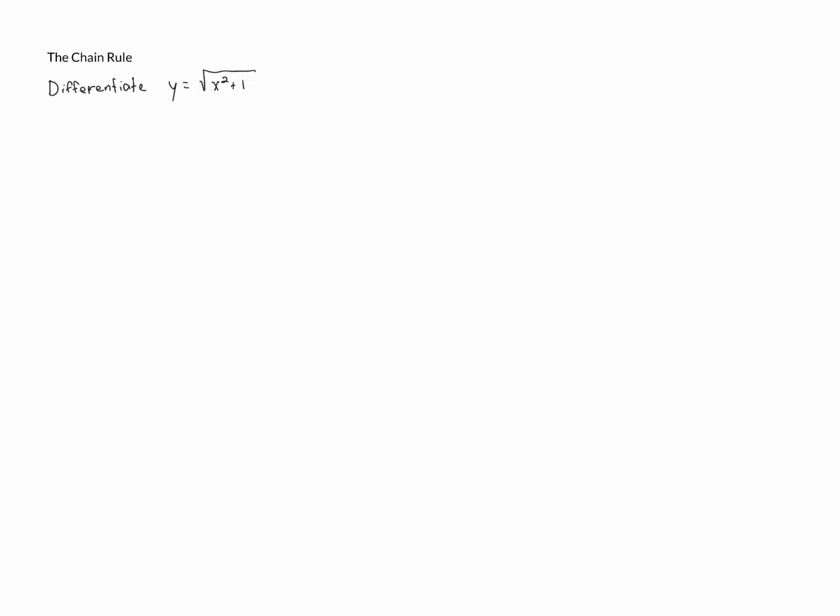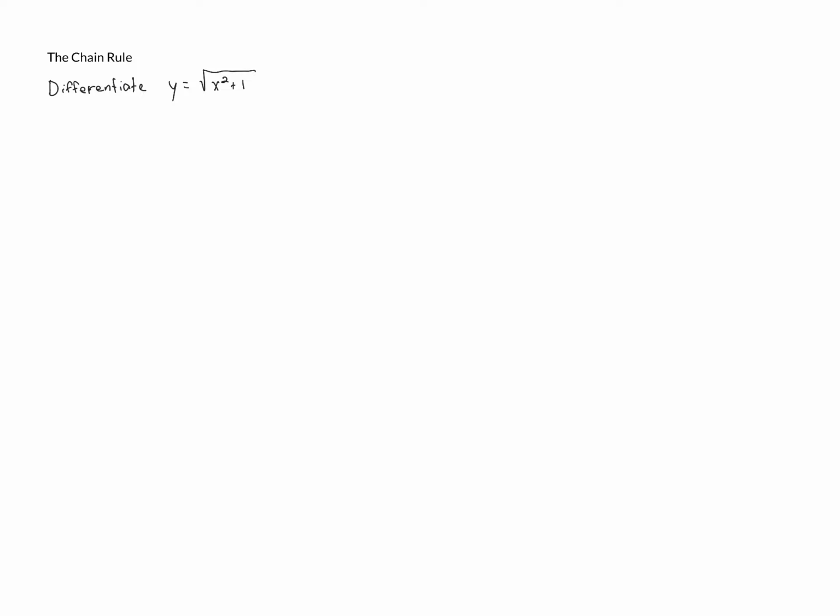Welcome back. Today we're going to learn a new rule of differentiation called the chain rule, and it's going to help us differentiate functions like the one we have here, y equals the square root of x squared plus 1. Now, this is not a function that we know how to differentiate yet. We don't have a rule that will help us differentiate this.